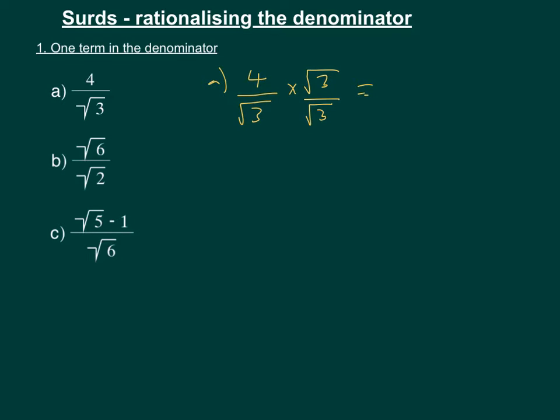So here we have 4 times root 3, which is 4 root 3. And on the bottom we've got root 3 times root 3, which is root 9, which simplifies to be 3. Let's do the same with part B.